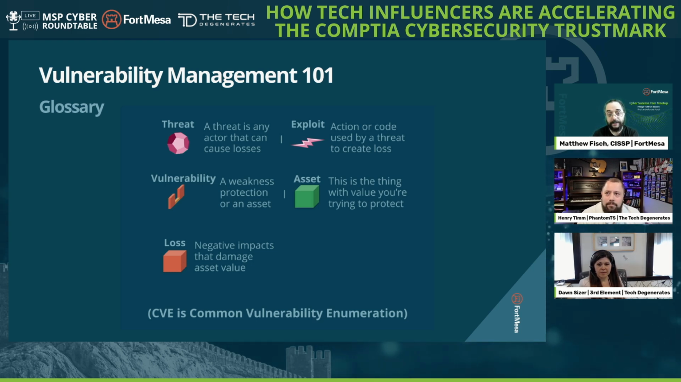So that's the threat. Exploit is the action that threat actor uses. So it's the tool, it's the pathway that they take to impact that loss. Vulnerability is that place in your security architecture that the exploit can pass through.